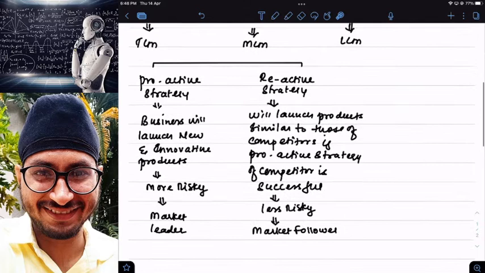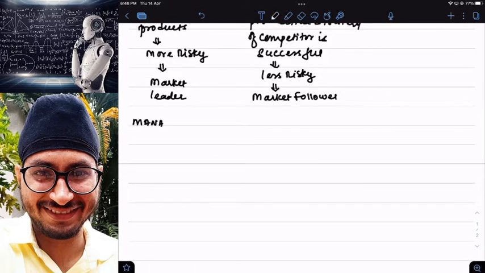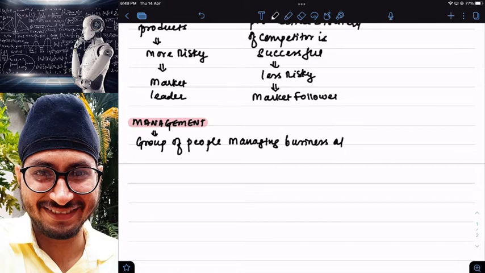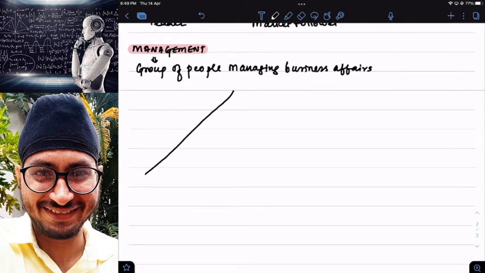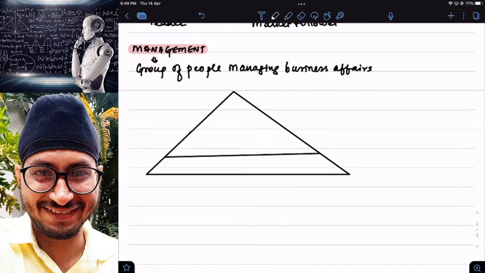Now let us understand management. Sir, what do we mean by management? Management means a group of people managing business affairs. Clear? A group of people coming together and managing the affairs of a business is called management. Now, how many levels are there in management? Can you tell me? According to you, how many levels are there in management? One level, two levels, or three levels?